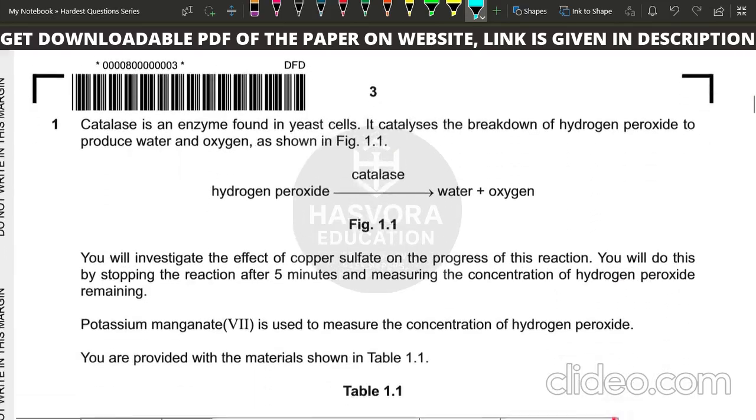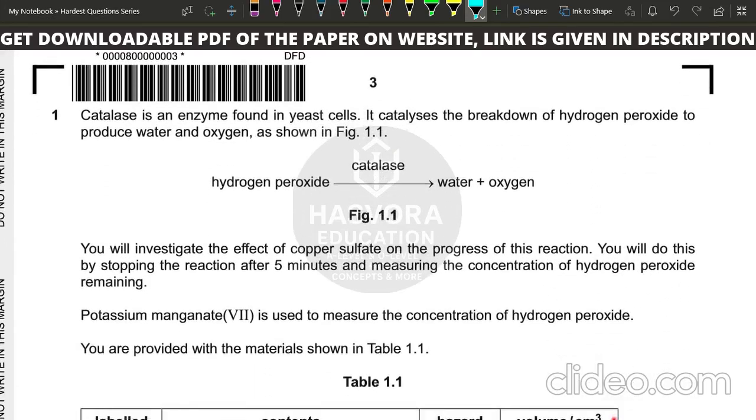So let's move on to the first question. Question number 1 says that catalase is an enzyme that is found in the yeast cells. Most of you will already know this, and catalase catalyzes the breakdown of hydrogen peroxide to produce water and oxygen. Those who study chemistry already know this, because they have seen in some part of the paper that hydrogen peroxide is broken down into water and oxygen.